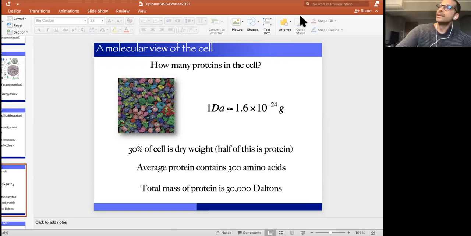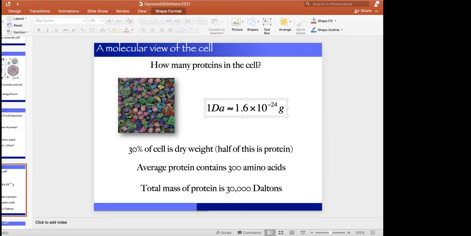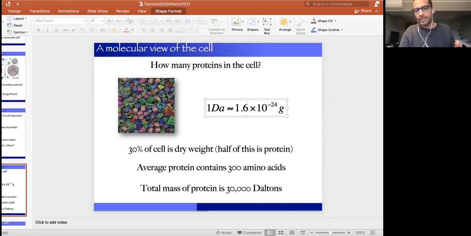So now, if you know the total weight of the protein and you know the weight of a single protein, so I'm telling you that a single protein is roughly 30,000 Daltons, where 1 Dalton is this horrible number, 1.6 times 10 to the minus 24 grams. So I want you to give me an order of magnitude. So let's see what we have here.